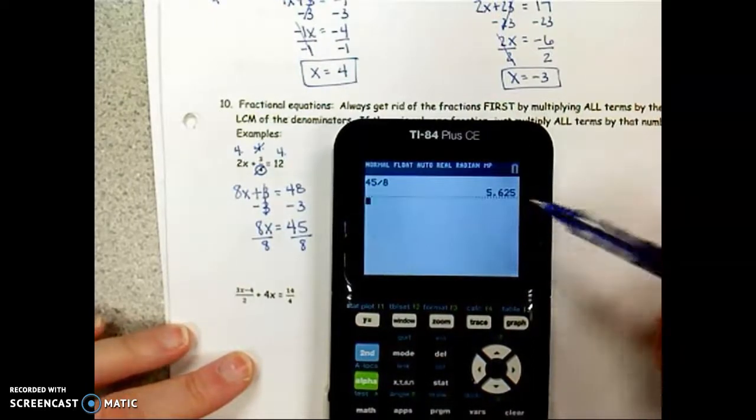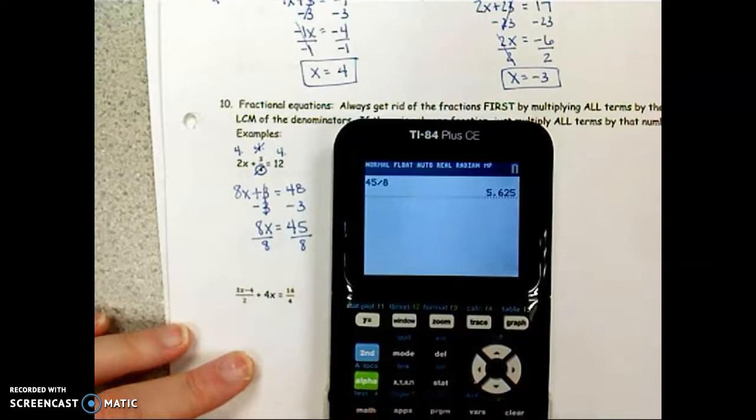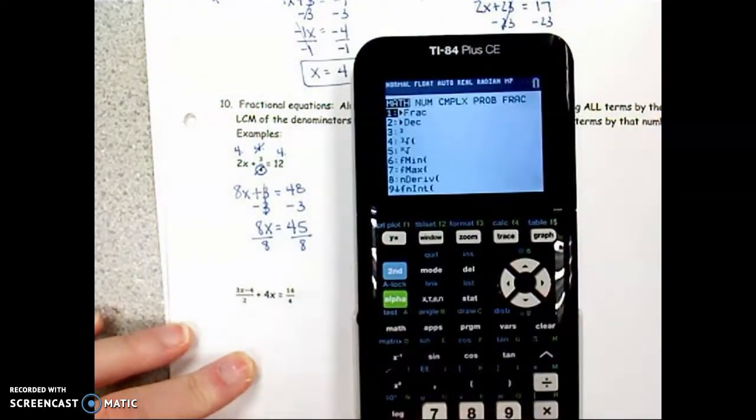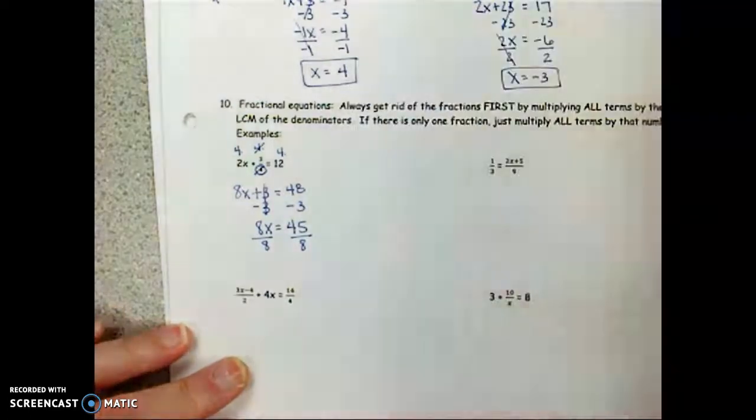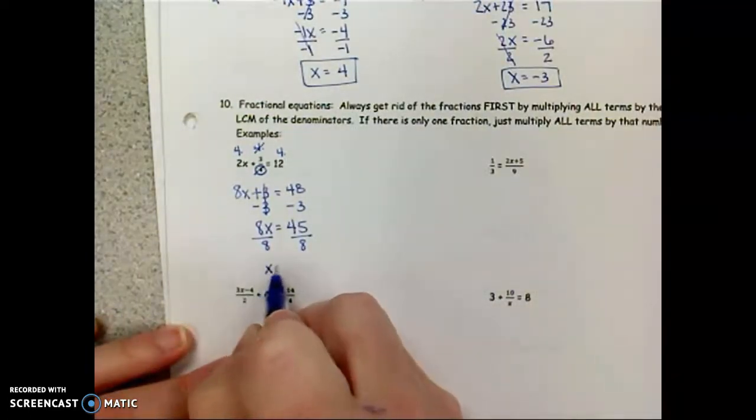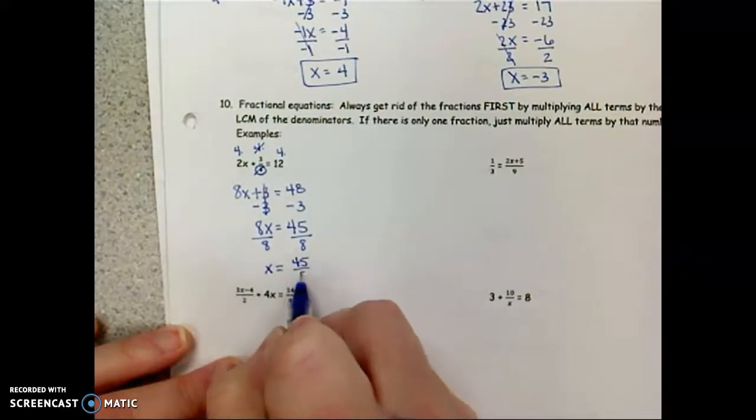Remember, you can change that to a fraction by hitting Math. That's the button underneath the green one. And then enter twice. And it tells me it's just 45 over 8. So I would just say my answer x is 45 over 8.